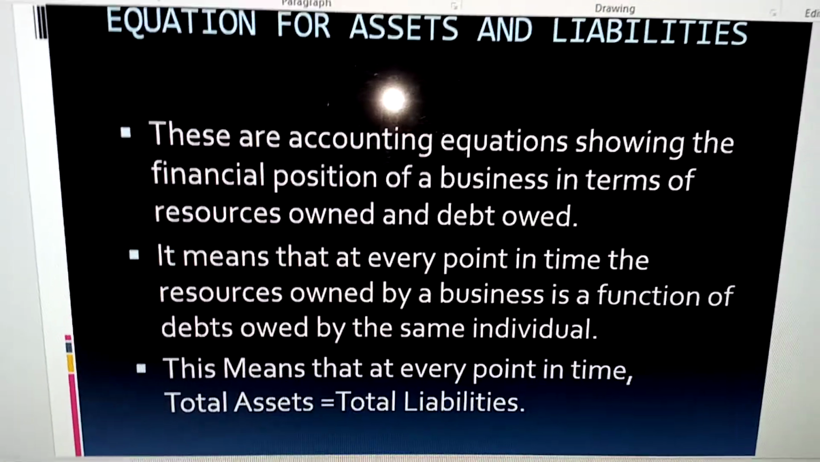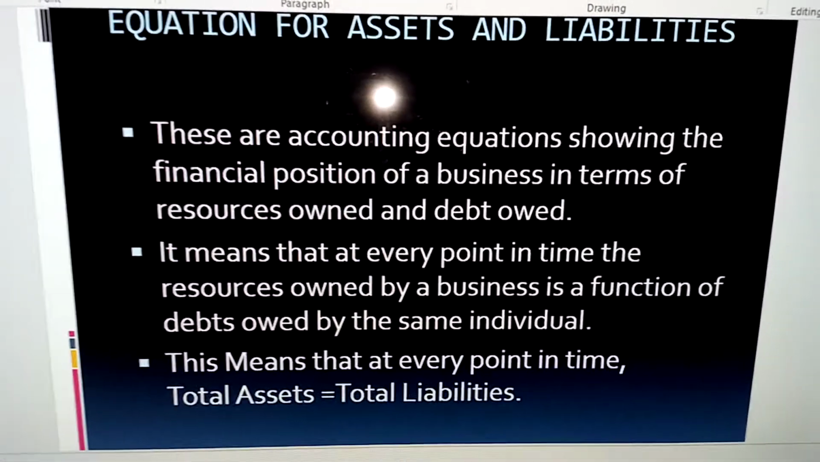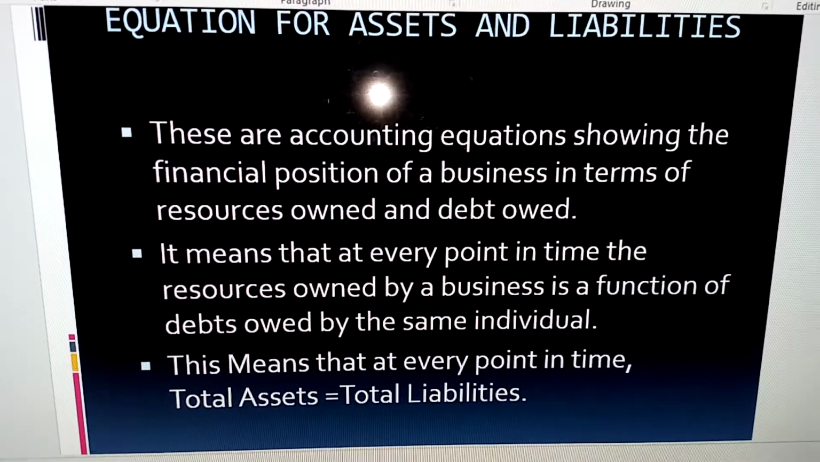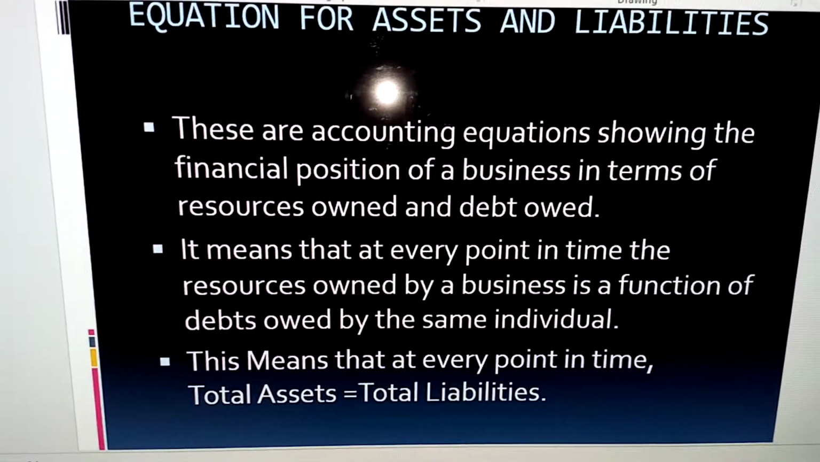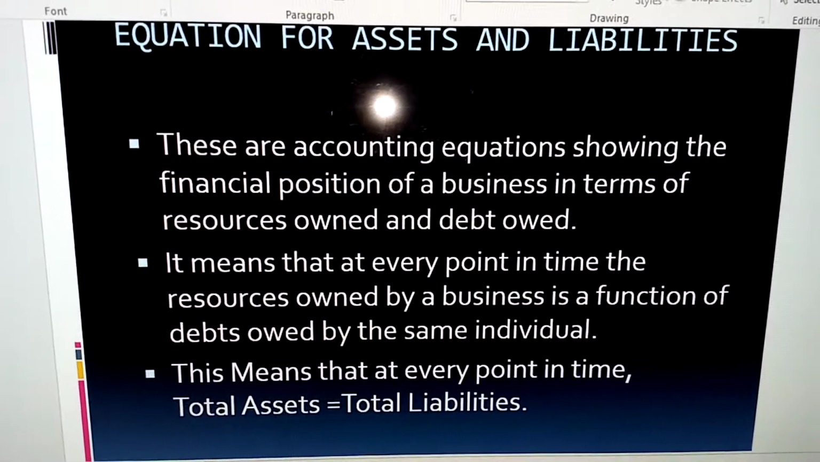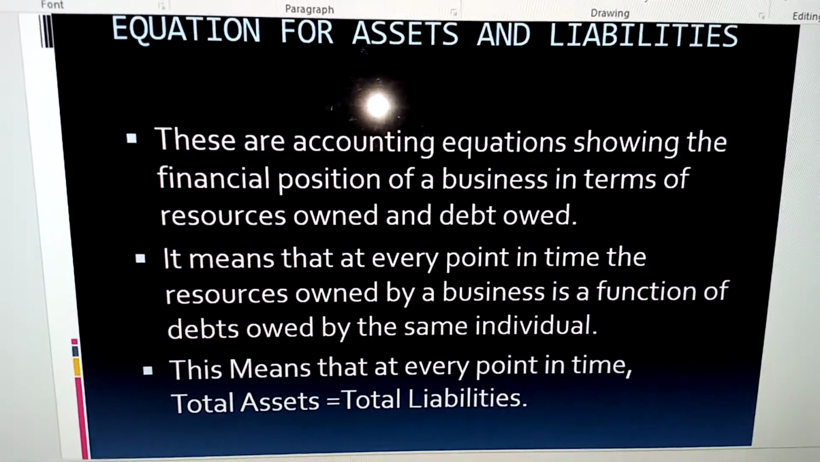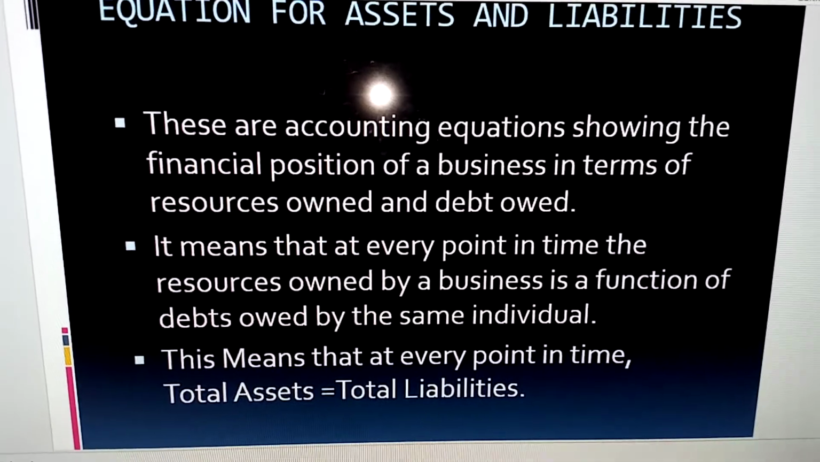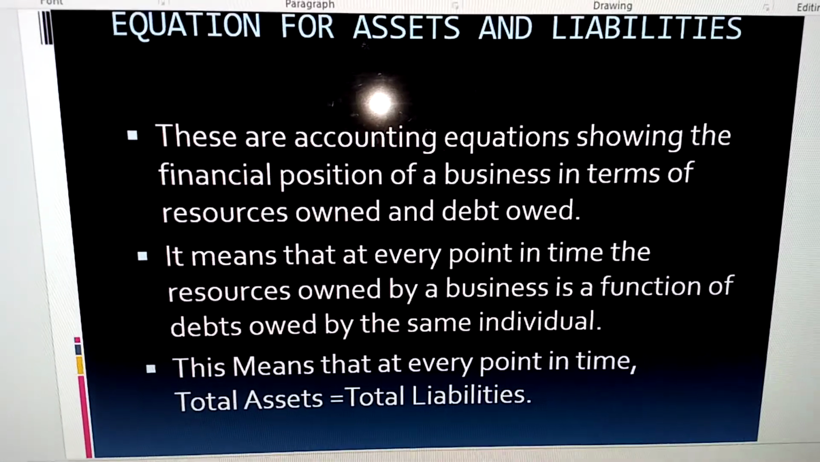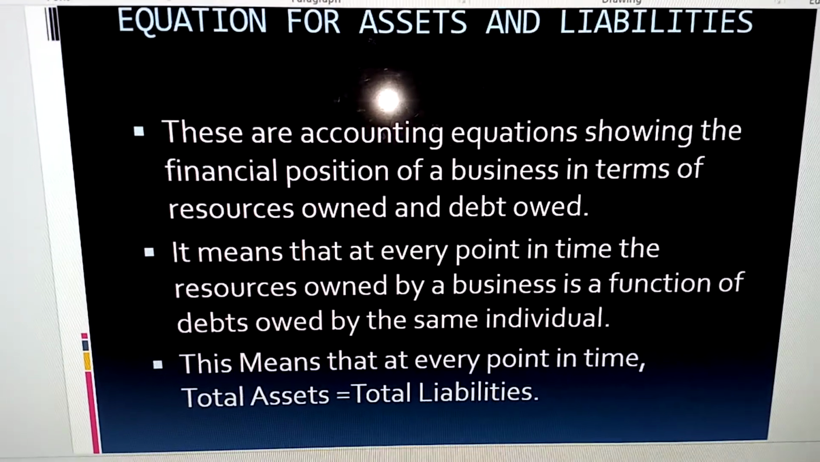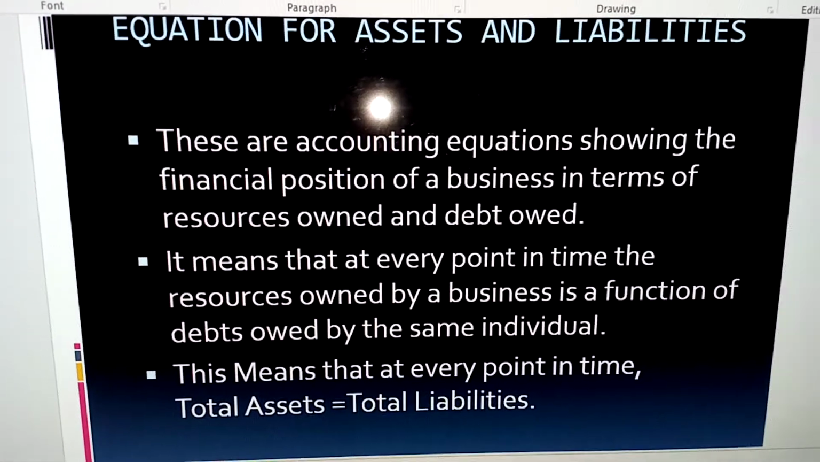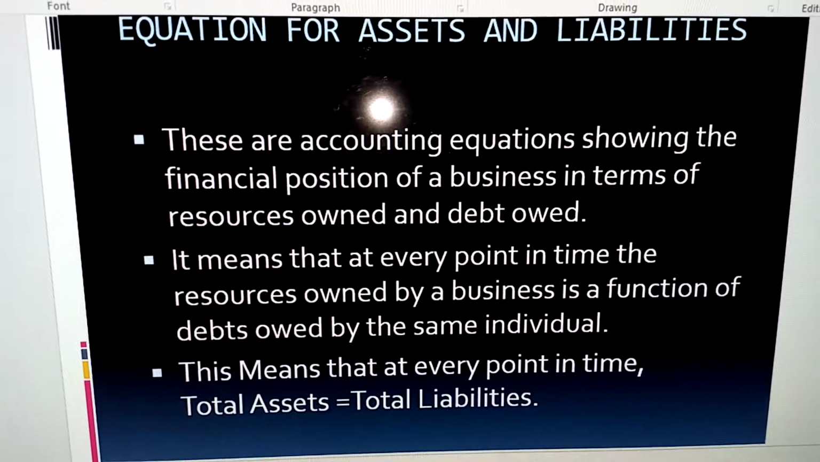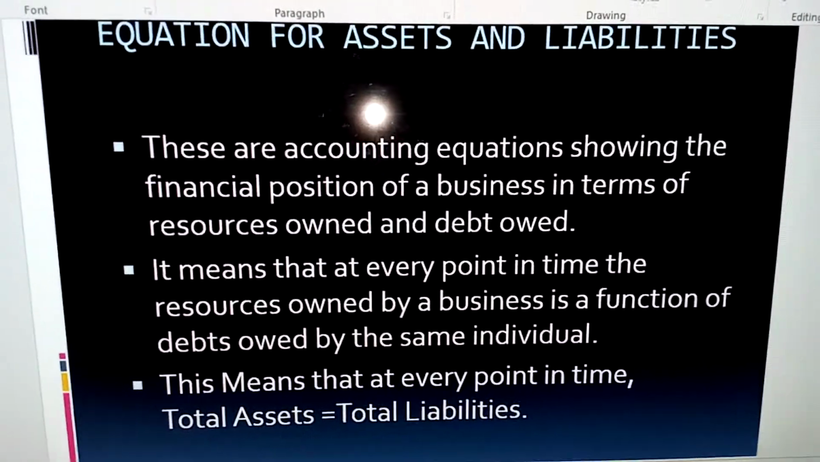So here we are looking at the equation for assets and liabilities. This is where we formulate equations, simple equations actually, for the position of the business. And I've already said it, that at any point in time, your asset or resources that you have must be equal to the debt that you are owing. So whatever you have at any point in time as a business must be equal to what you are owing at that point in time.